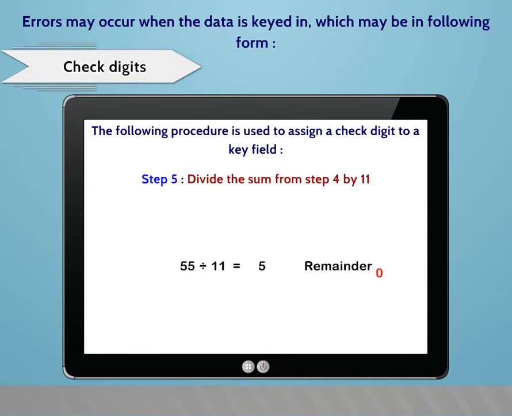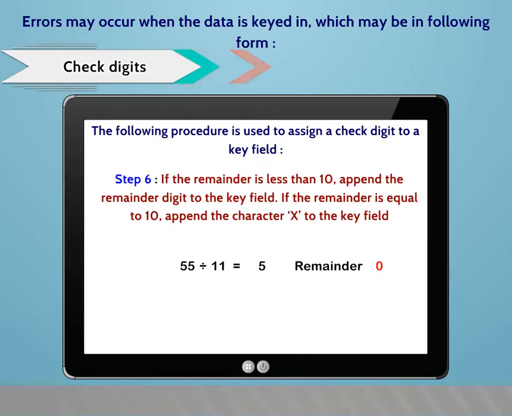Step 5. Divide the sum from step 4 by 11. 55 divided by 11 is equal to 5, remainder 0. Step 6. If the remainder is less than 10, append the remainder digit to the key field. If the remainder is equal to 10, append the character X to the key field.